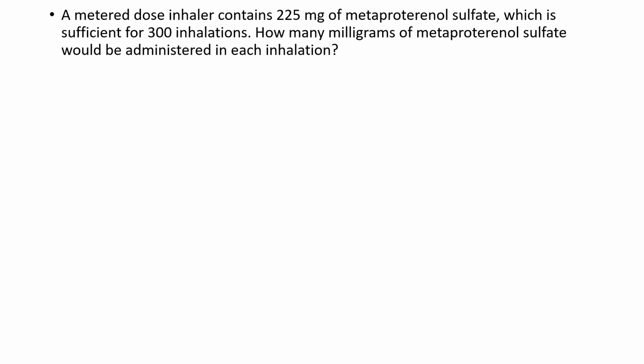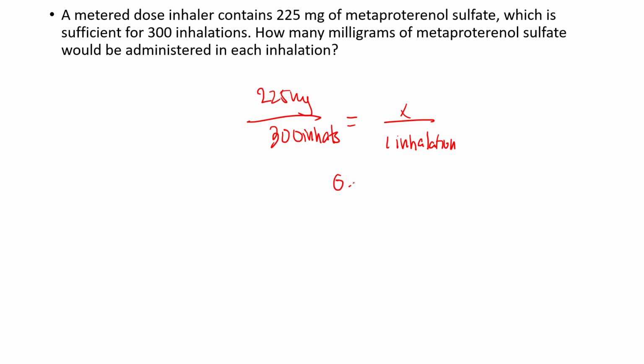A metered dose inhaler contains 225 milligrams of metaproterenol sulfate, which is sufficient for 300 inhalations. How many milligrams of metaproterenol sulfate would be administered per inhalation? So this one is easy. 225 milligrams over 300 inhalations. So you only need one inhalation. All you have to do is divide 225 by 300. By simplifying the ratio, you can already have the amount of milligrams per inhalation. So this is relatively easy. Or you can continue with ratio and proportion, whichever suits your taste.